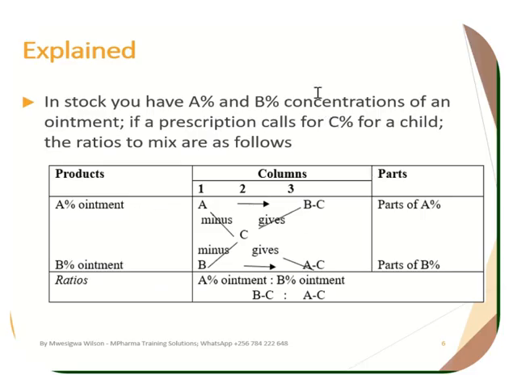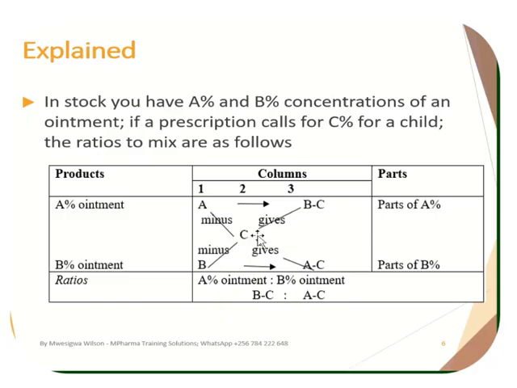I've explained the procedure in case of two products, A and then B. You're required to prepare C for a child. So make 3 columns, 1, 2, 3. It is good to indicate what you are calculating for: A ointment, B ointment, and then you're calculating C.